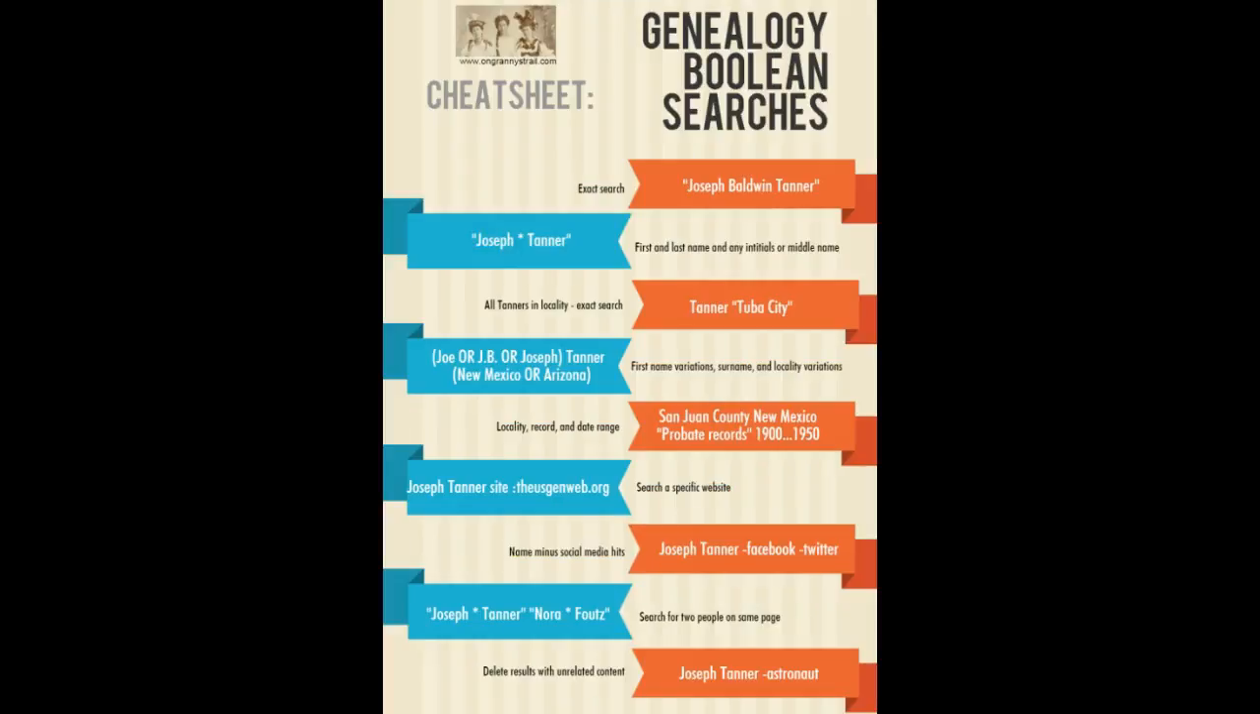I've used my ancestor Joseph Baldwin Tanner, who lived in Arizona and also in San Juan County, New Mexico, to show you the results that you can get with different kinds of searches. So just plug in the details for your own ancestor, unless you want to learn all about my ancestor, and I think you'll be pleased with the results.